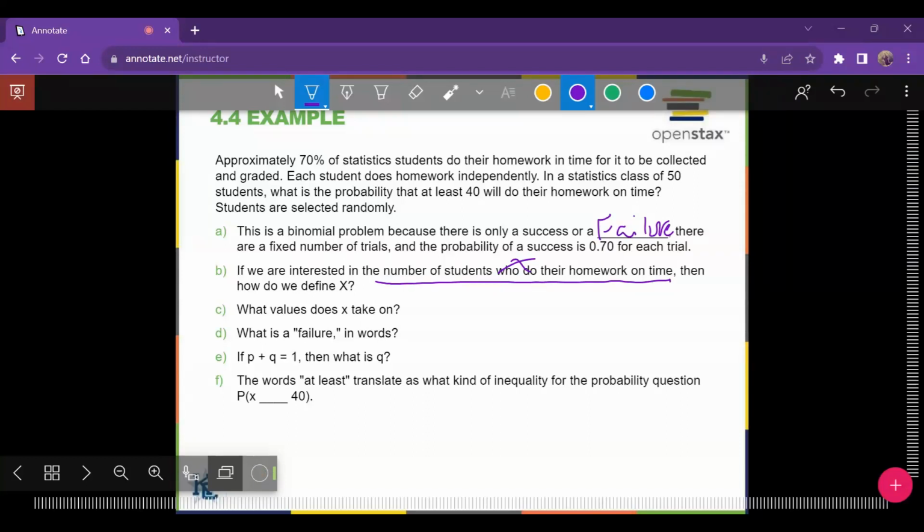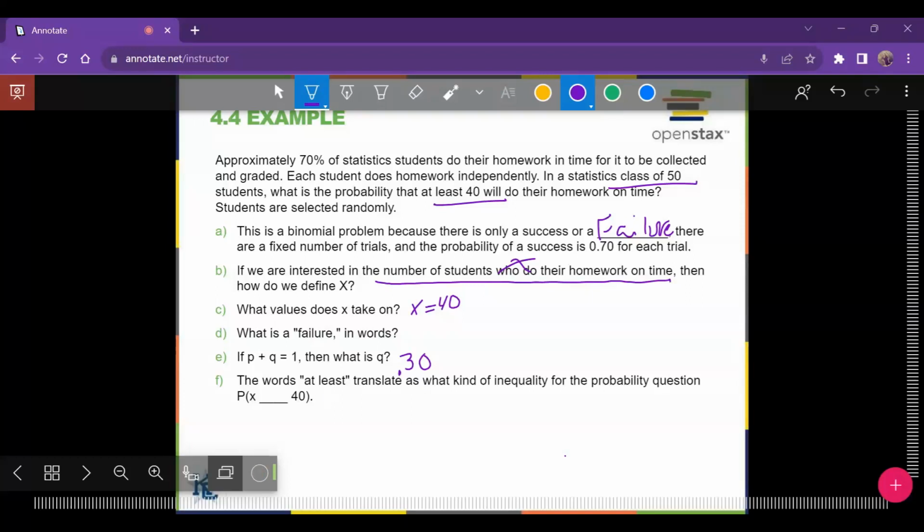So what is the probability that at least 40 will do their homework? X in this case is going to be 40. It could be any value from 0 up to 50, right? Because we're talking about a class of 50. Failure in this case would be somebody who didn't do their homework on time. And then our Q would be 0.3, because if you do 100% minus 70%, you get 30%. So 0.3 is our probability here.